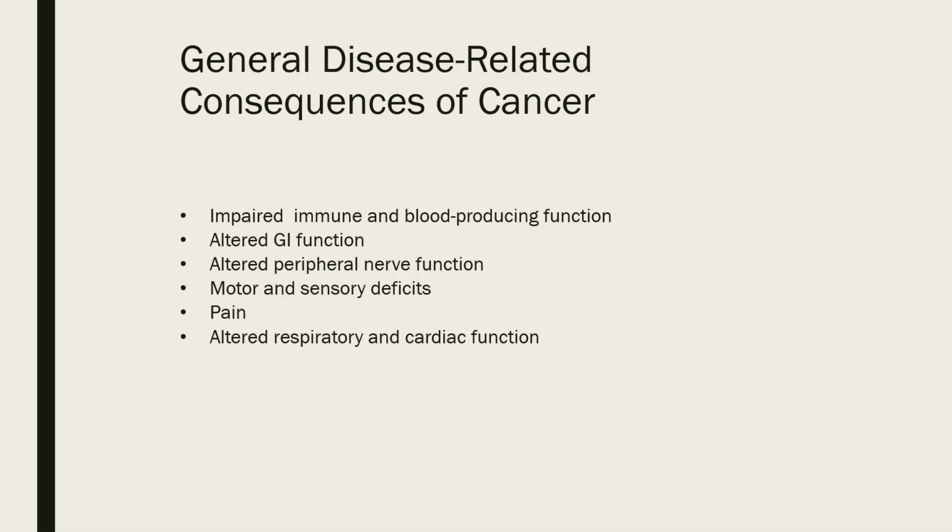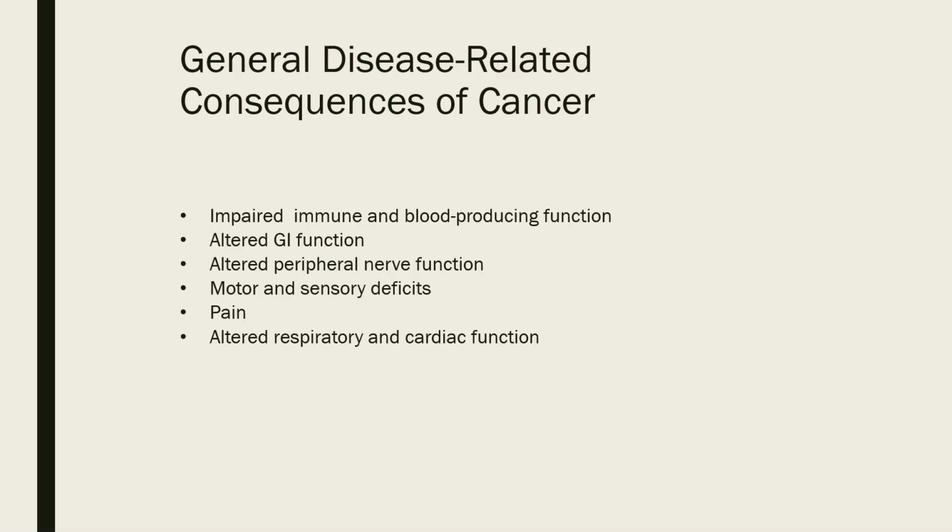Changes in peripheral nerve function are most commonly seen as a side effect of chemotherapy, but spine tumors can cause peripheral nerve issues as well. But the most common cause is chemotherapy.